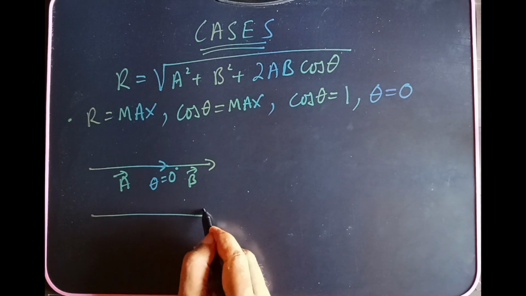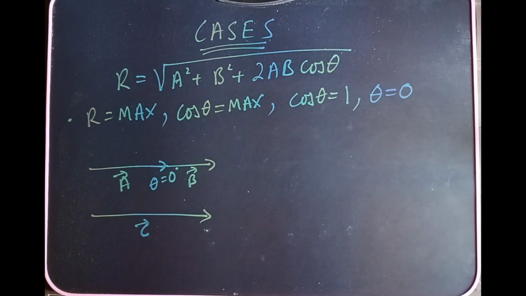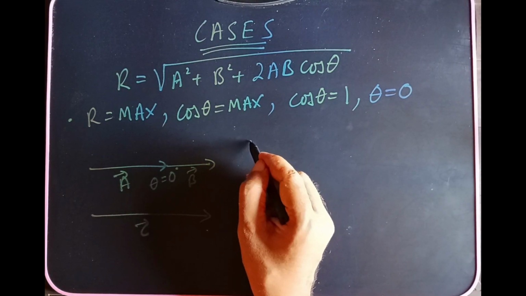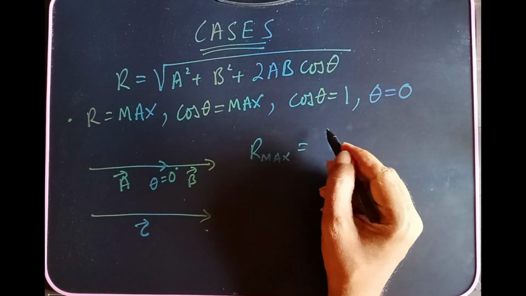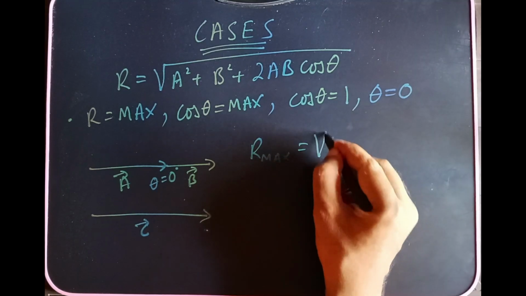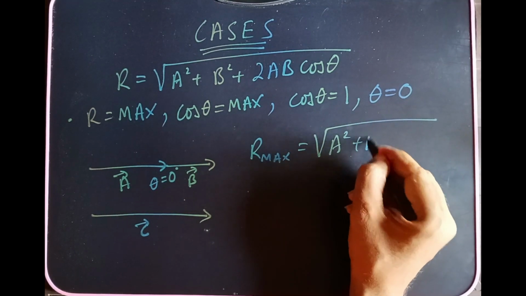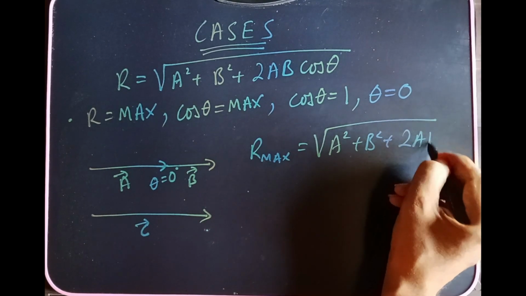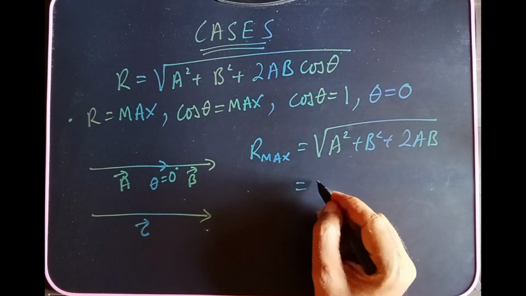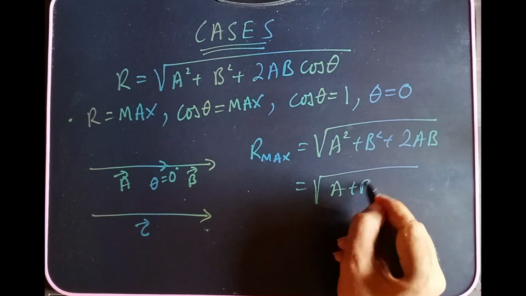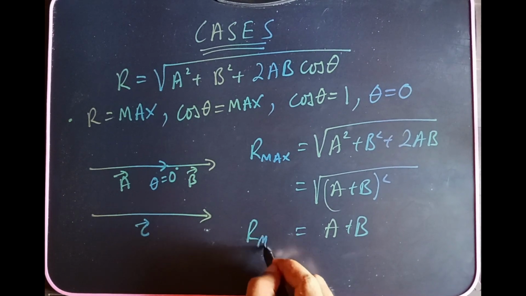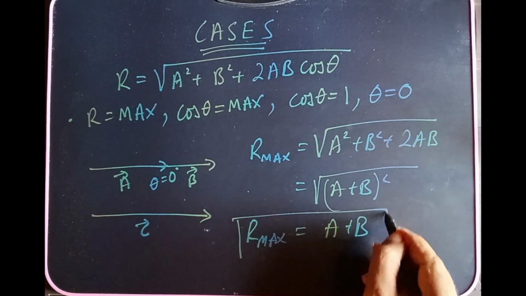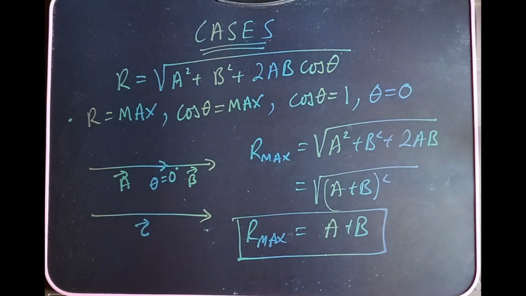So the resultant vector is C. So the maximum value of the resultant vector is given as R max is equal to, what will you get? You will get the root of A square plus B square plus 2AB, and this can be written as the square root of A plus B the whole square. This will become equal to A plus B. So the resultant is maximum when theta is 0.